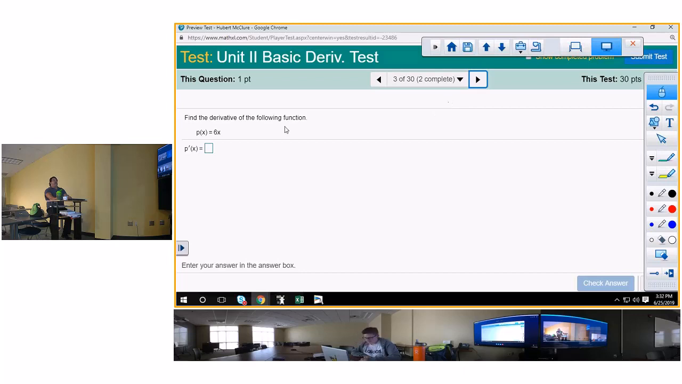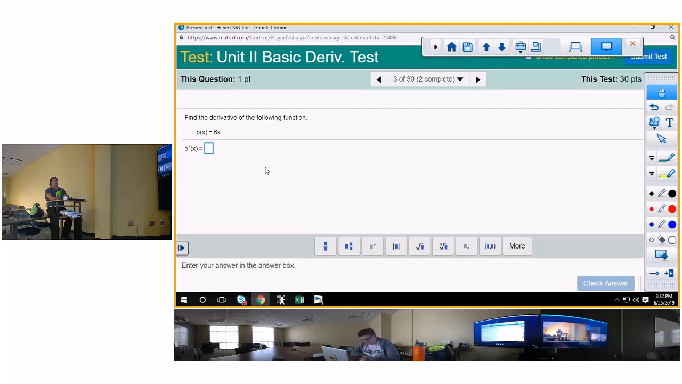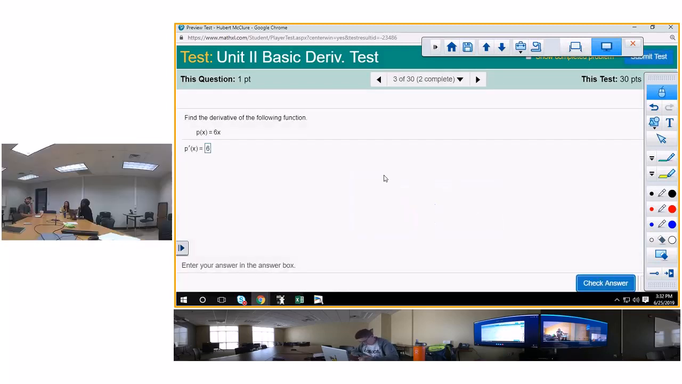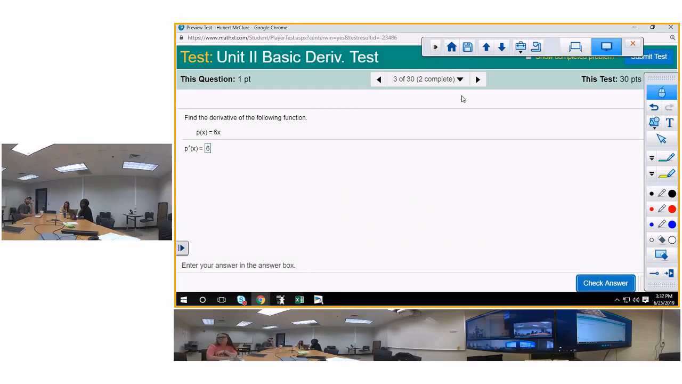Find the derivative of the following function. Oh my gosh, I can't believe I put that on there. Oh, that's the power rule. Remember I told you I put a couple of power rules on here? That's the power rule. If you get this wrong, you don't tell anybody. Easy. God, I'm glad I got it right.